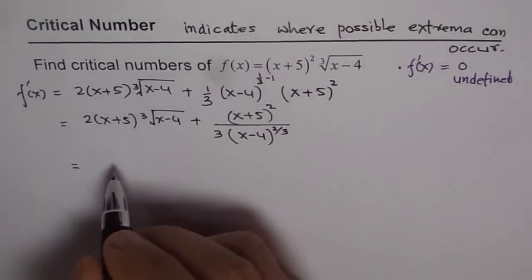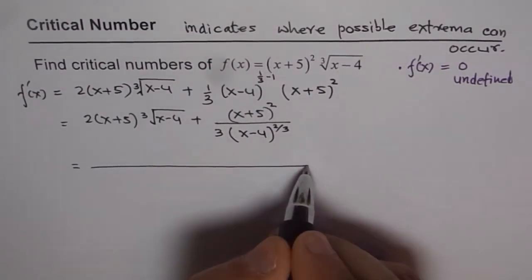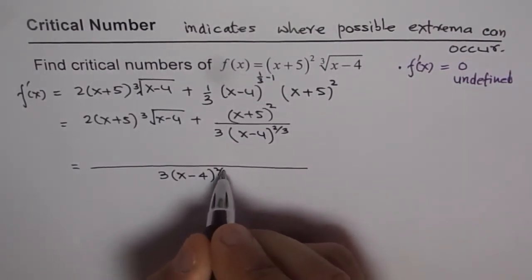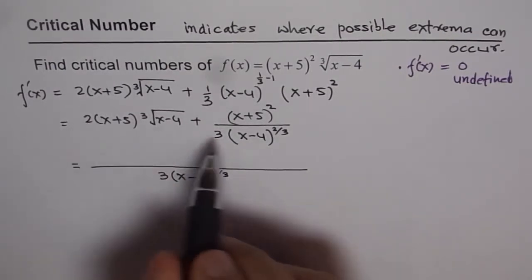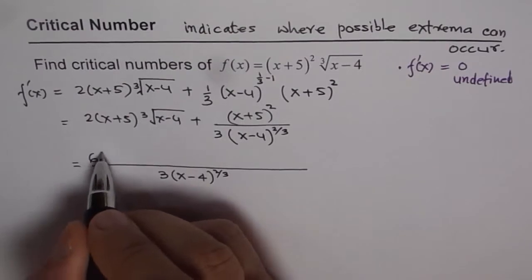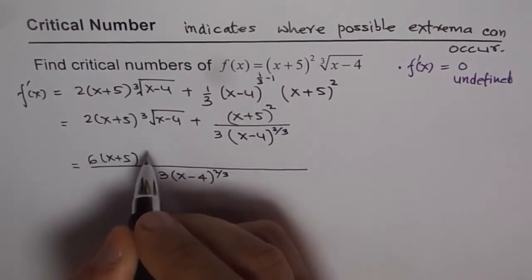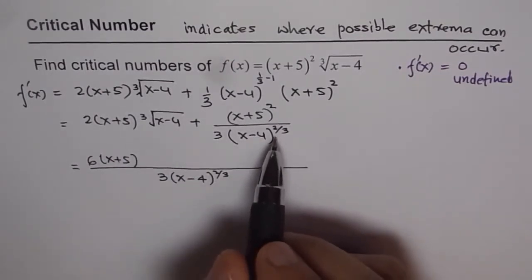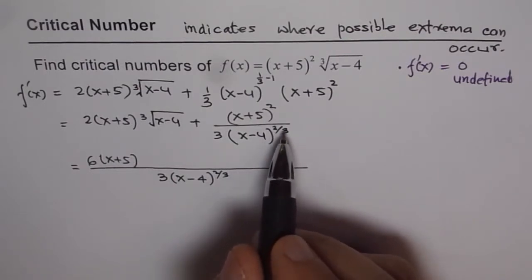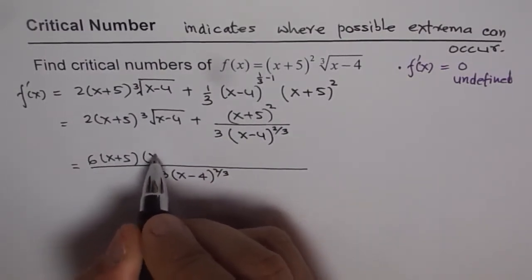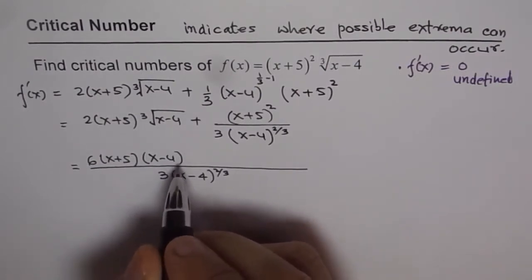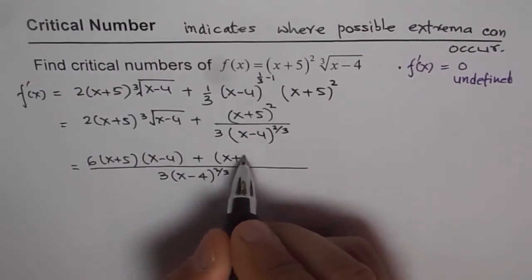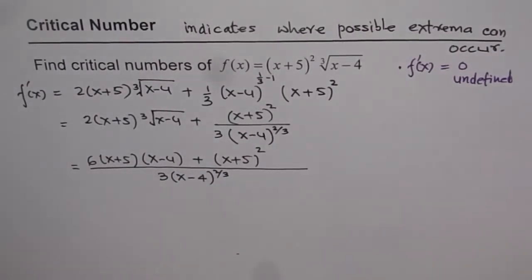Now we'll take this as a common denominator and then further simplify. We have 3 times (x minus 4) to the power of 2 over 3. When we multiply this by 3, we get 6 times (x plus 5), and then we have (x minus 4) to the power of 1 over 3, and this gets multiplied by (x minus 4) to the power of 2 over 3. When you add the powers, you get (x minus 4). So this is a very critical step. Go through it and try to understand it, okay? And then we have here (x plus 5) whole square. I hope you get this.